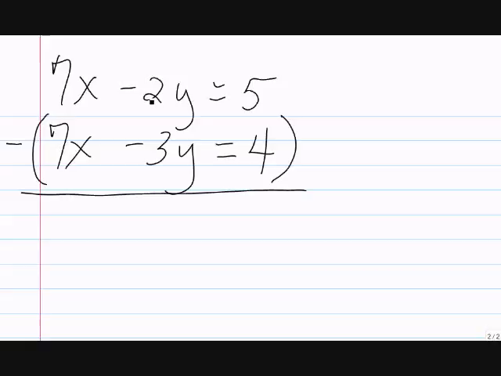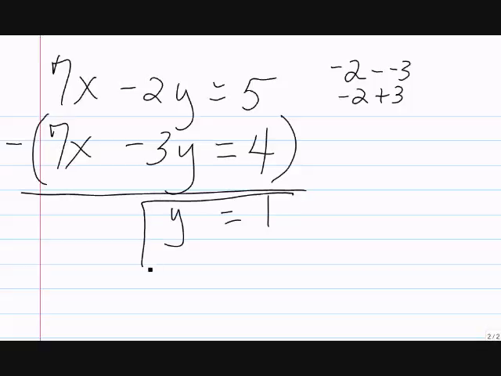Negative 2y minus negative 3y, I need to do negative 2 minus negative 3. Oh, that's negative 2 plus positive 3. Oh, that's 1y. And then I do 5 minus 4 is 1. Okay, all right, I have y solved for. And sometimes they come out that quickly if you use a calculator and do your additions or subtractions correctly.